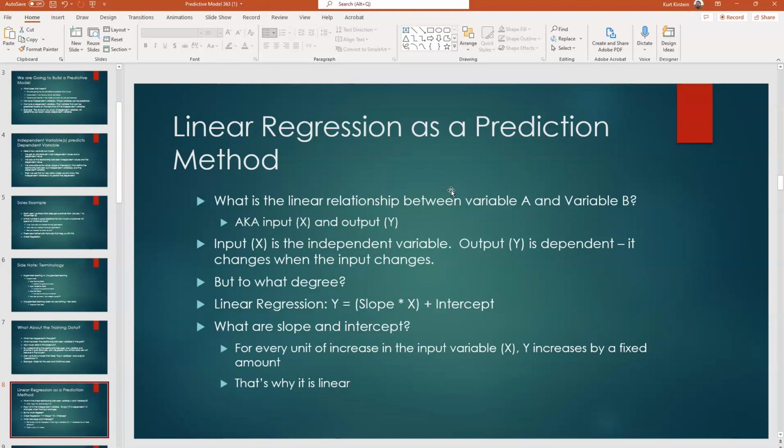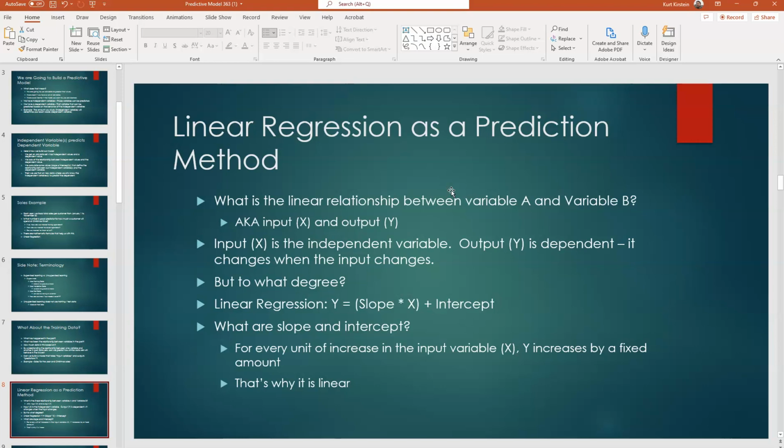So linear regression as a prediction method is probably the most simple and straightforward, and what we're going to talk about today is single or simple linear regression. I've indicated that you can have multiple input variables, but the simplest models just have one input variable, so we'll make this easy. So what is the linear relationship, or what has it been, between two variables? We typically refer to those in a linear model as the input variable being x and the output variable, or the predicted variable, being y. So x is the input, and y is the output, the dependent variable. It's the one that changes when the input changes. Okay? But to what degree?